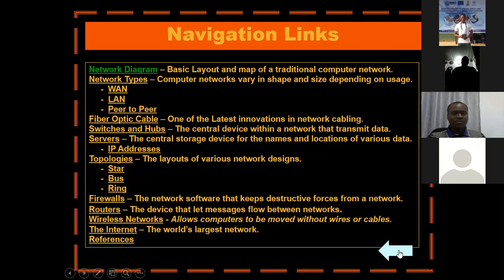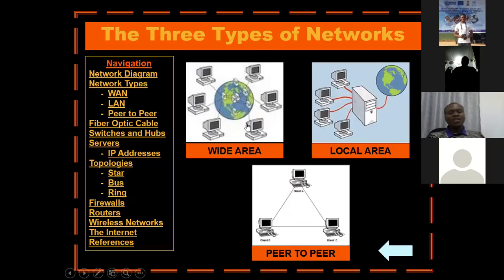Now, we're looking at the types of networks. You have the wide area network. The wide area network is the World Wide Web, and you have the local area network, which I said is the network within a particular building. Then you have the peer-to-peer network. When you link systems together either by cables or through a particular device, it is called a peer-to-peer network.